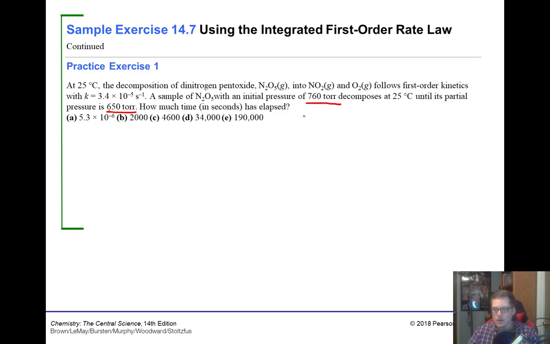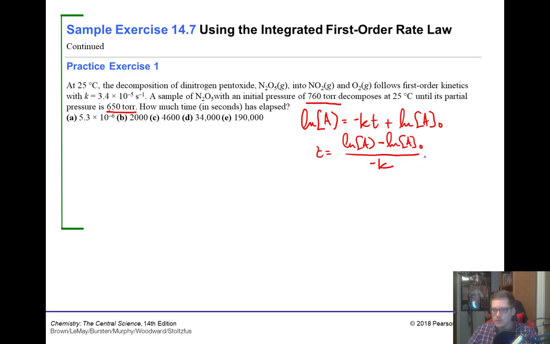So that says it's first order. First order means this is the natural log one. So we'll say the natural log of A is equal to negative kt plus the natural log of A naught. And it says how much time in seconds has elapsed, so we're going to solve for t. We subtract this over and divide by negative k. So our time is equal to the natural log of concentration of A minus the natural log of concentration of A naught, all over negative k. And remember we talked about earlier how pressure and concentration are proportional to one another, so we can just plug it in without changing it to concentration.